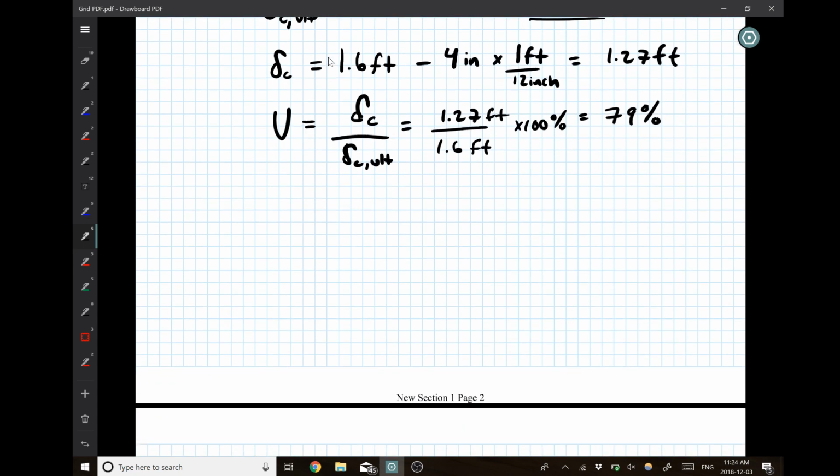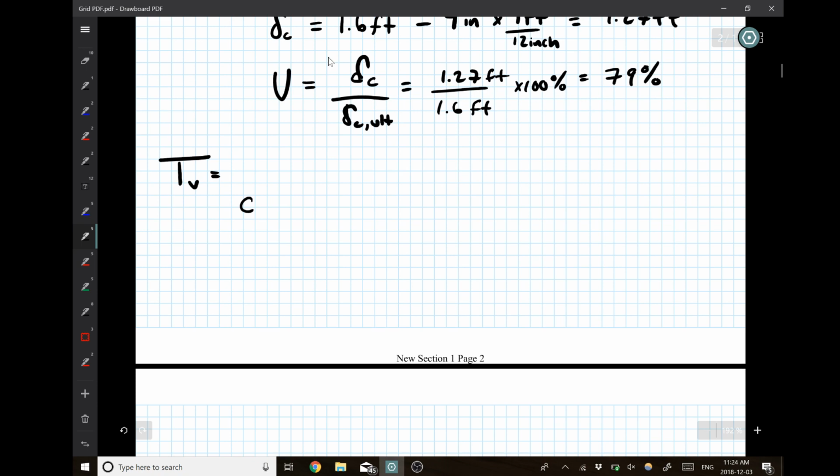So then we need to find how long the owner must wait after the placement. So our equation with time is TV equals CV T over HDR squared. Based on our diagram, we're given CV and HDR. We're trying to find T. So we need to find what our TV is.